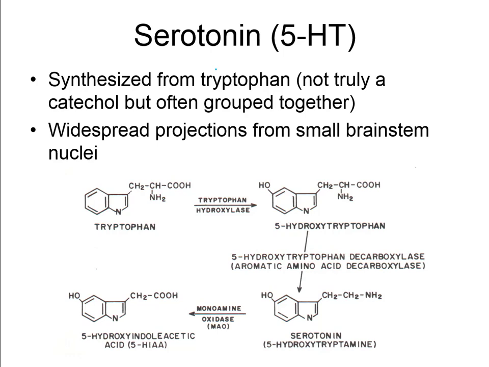So let's think about serotonin. It's made from tryptophan. It's not really a catechol, but it often is grouped together. Okay? And it's done in basically the exact parallel mechanism. So here we have tryptophan hydroxylase. Then we have a decarboxylase. This is an aromatic amino acid decarboxylase. In some cells it's the same as dopa decarboxylase. And you make serotonin. How do you get rid of serotonin?